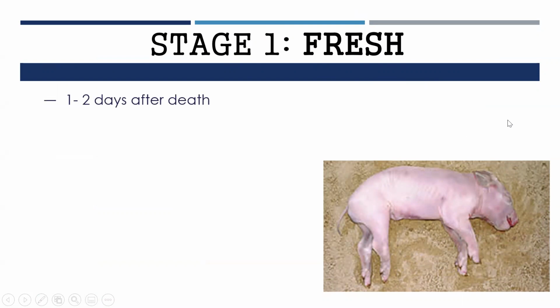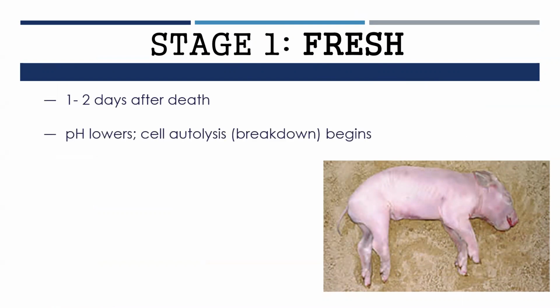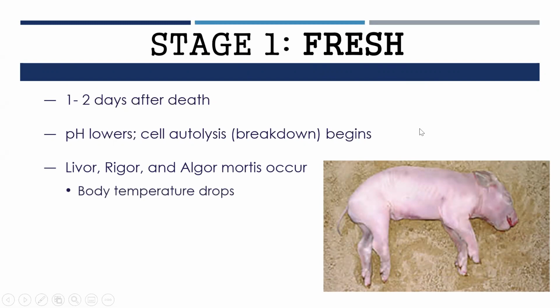This is 1 to 2 days after death. The pH of your body starts to lower and the cells start to break down because you don't have oxygen and blood flow occurring anymore. These are when your mortises start to occur, so you have livor, rigor, and algor mortis. And you should know by now those start occurring at different rates. The body temperature is going to drop because that is what algor mortis says happens. Usually the face becomes discolored first, just because your skin is thin and there's lots of vessels very close to the surface, no fat.